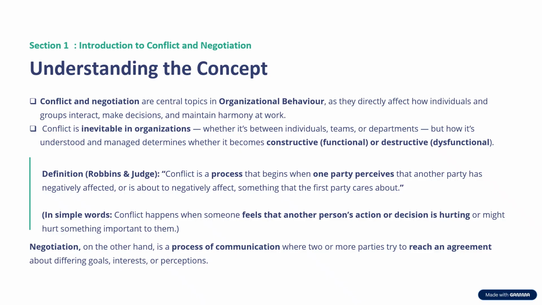According to Robbins and Judge, conflict is a process that begins when one party perceives that another party has negatively affected or is about to negatively affect something that the first party cares about. In simple words, conflict happens when someone feels that another person's action or decision is hurting or might hurt something important to them. Negotiation, on the other hand, is a process of communication where two or more parties try to reach an agreement about different goals, interests, or perceptions.